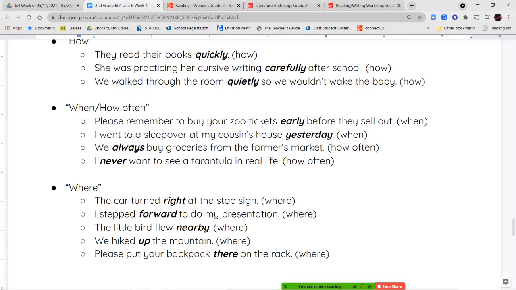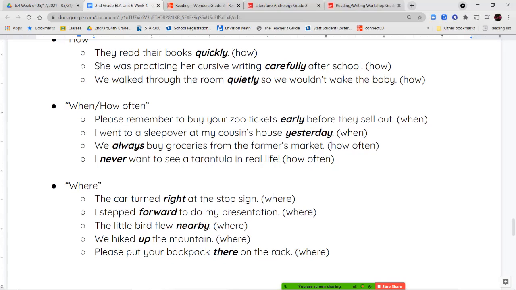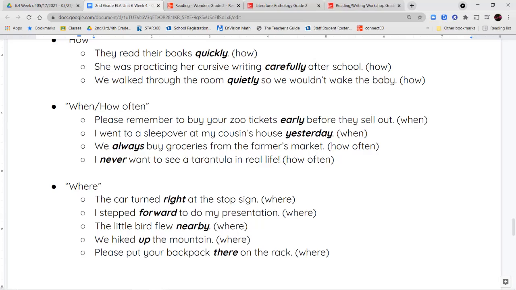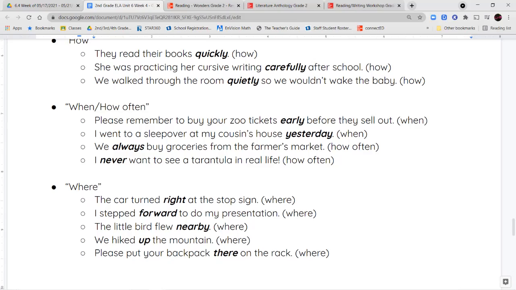So please remember to buy your zoo tickets early before they sell out. I went to a sleepover at my cousin's house yesterday, right? Yesterday tells us when we went to that sleepover, or we always buy groceries from the farmer's market. I never want to see a tarantula in real life.